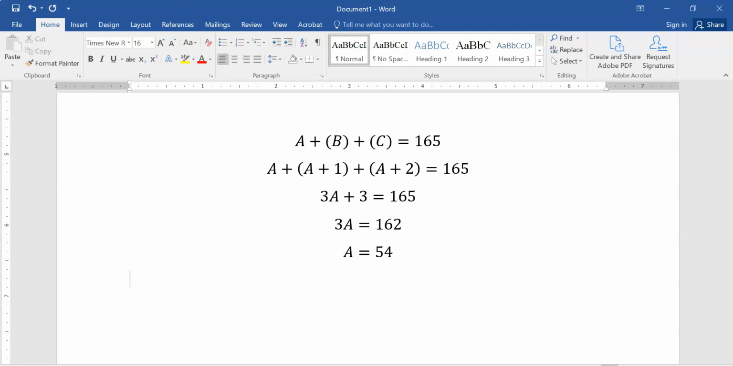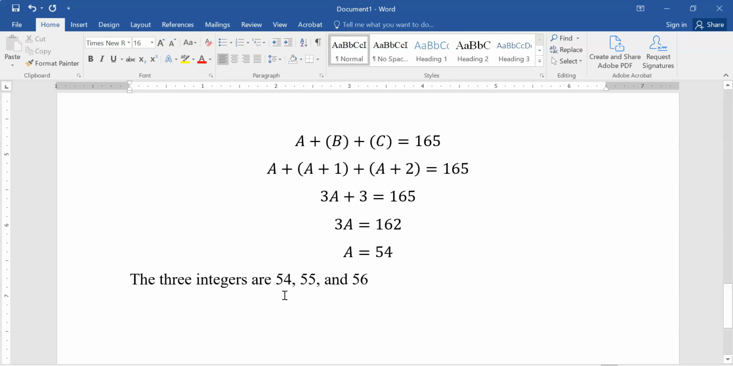All right, so consecutive means in order. Now remember, the question asks us to find all three numbers. So we would say the three integers are, well, we know the smallest one is 54. The next one has to be one more, so that has to be 55. And the third one has to be two more than the 54, so that one has to be 56. So the three integers are 54, 55, and 56.